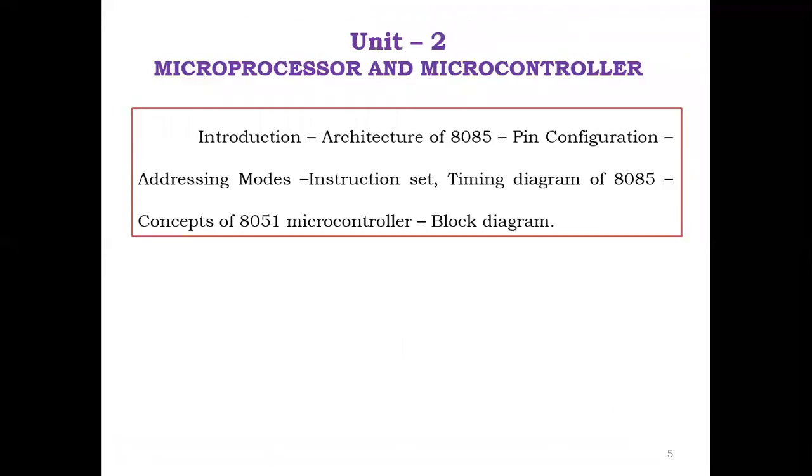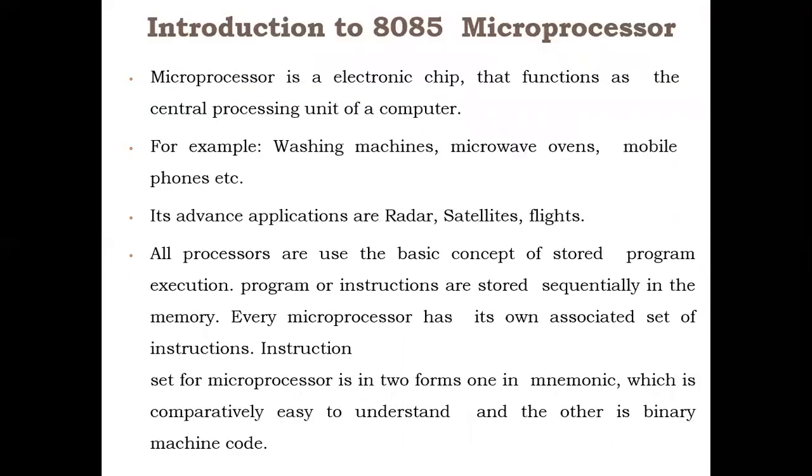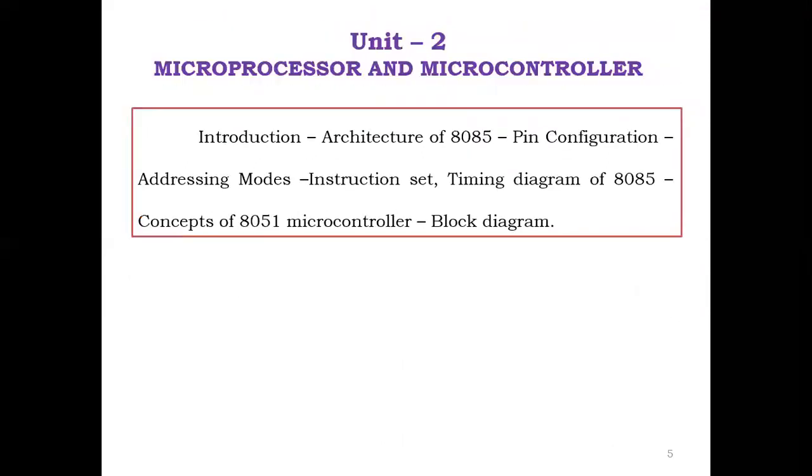In unit 2, we are going to discuss microprocessor and microcontroller. Generally, we know that a microprocessor is a processor which works in microseconds. It has an internal CPU and input-output modules. We are going to discuss the architecture of 8085, pin configuration of 8085, addressing modes, instruction set, and timing diagram of 8085, then the concepts of microcontroller 8051 and the block diagram of 8051.